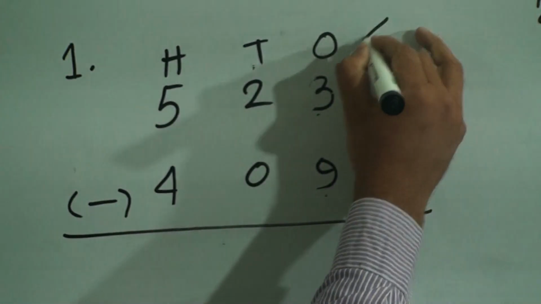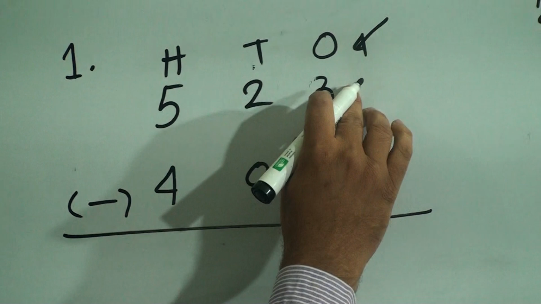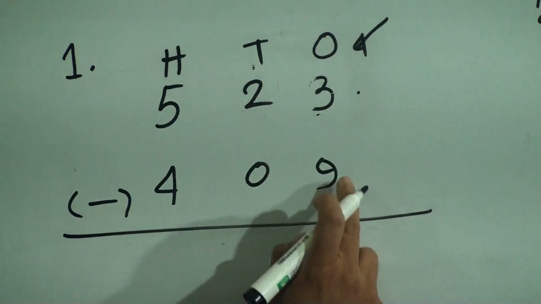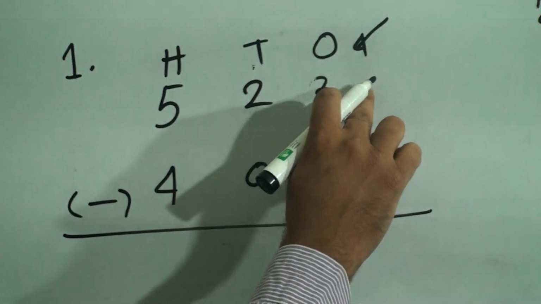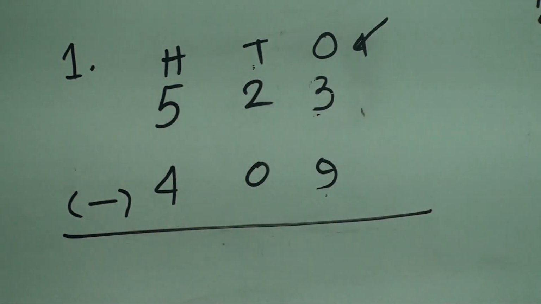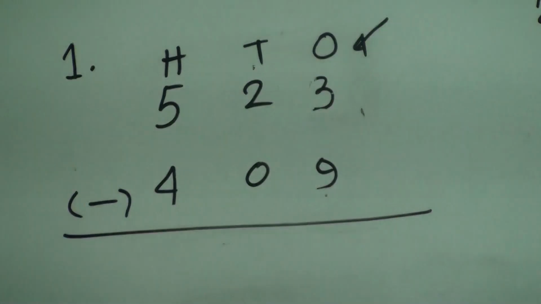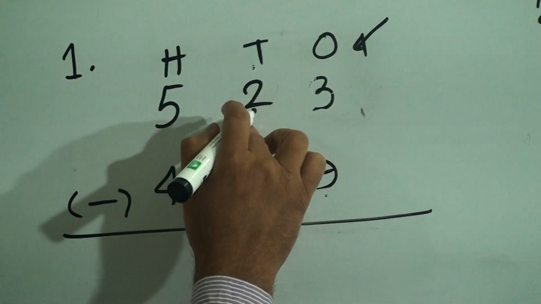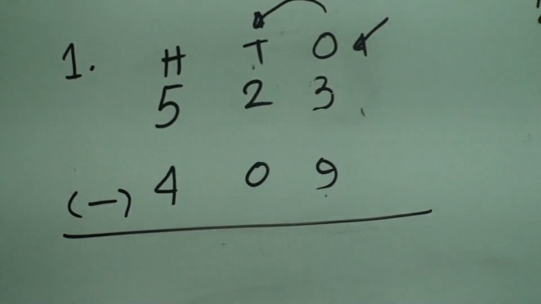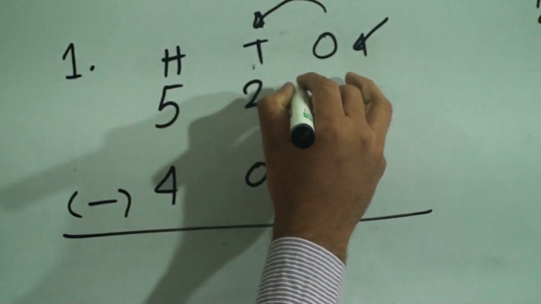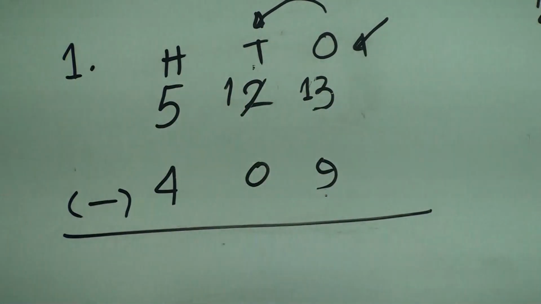Now start from the ones place. Here 9 and 3. 3 is the top digit and 9 is the bottom digit. But we know that the top digit should be bigger than the bottom digit. Is it wrong? No, this is not wrong. We have to borrow 1 from the next column, that means from the tens place. After borrowing 1, 3 will be 13 and 2 will be 1.